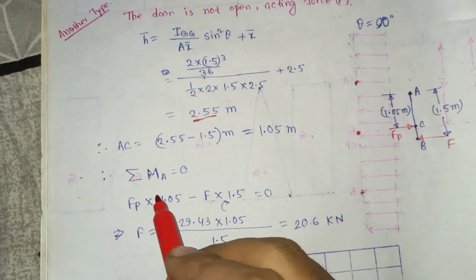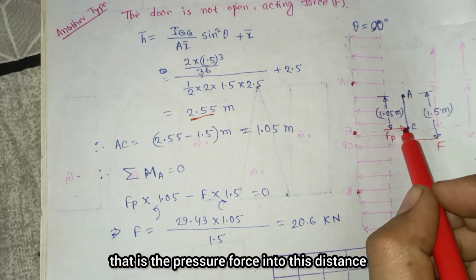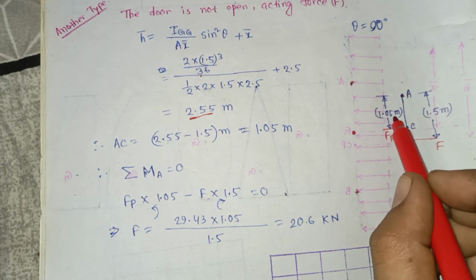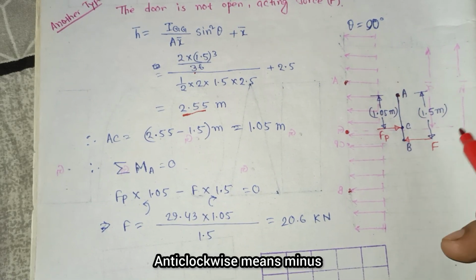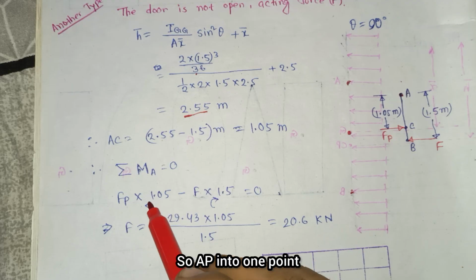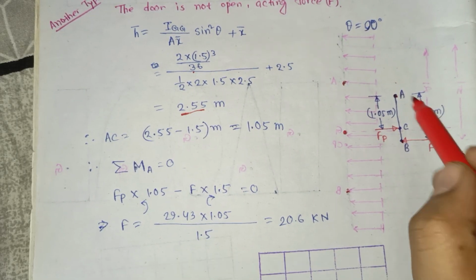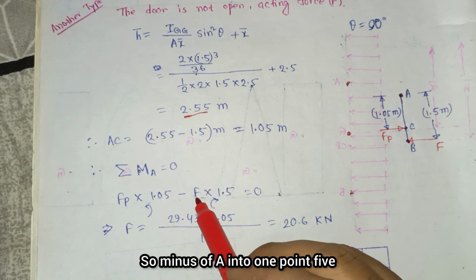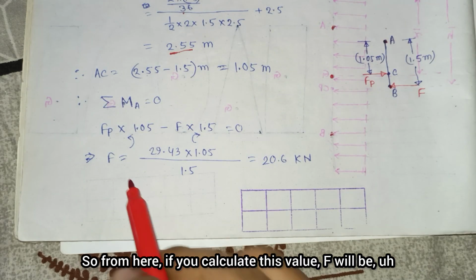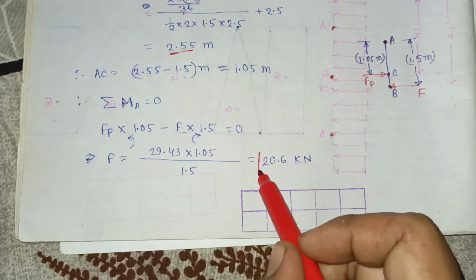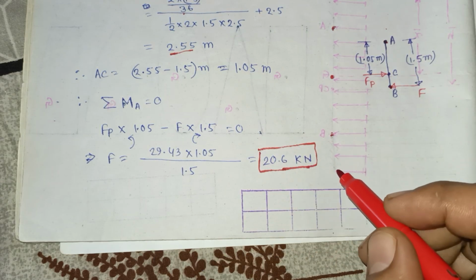Now if you take the moment about A, that is equal to 0. So from here Fp, the pressure force, into this perpendicular distance 1.05. Here there is a moment about A. Anti-clockwise is plus and clockwise is minus. So Fp into 1.05, and there is a force F acting at point B. So this is a clockwise moment, so minus F into 1.5, which is the distance from A to B. So from here if you calculate this value, F will be 20.6 kilonewton. So this is the answer, the force required if the door is not open.